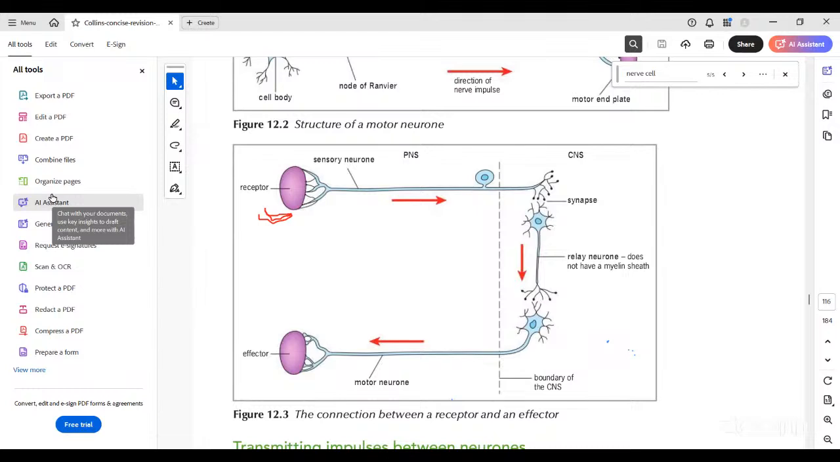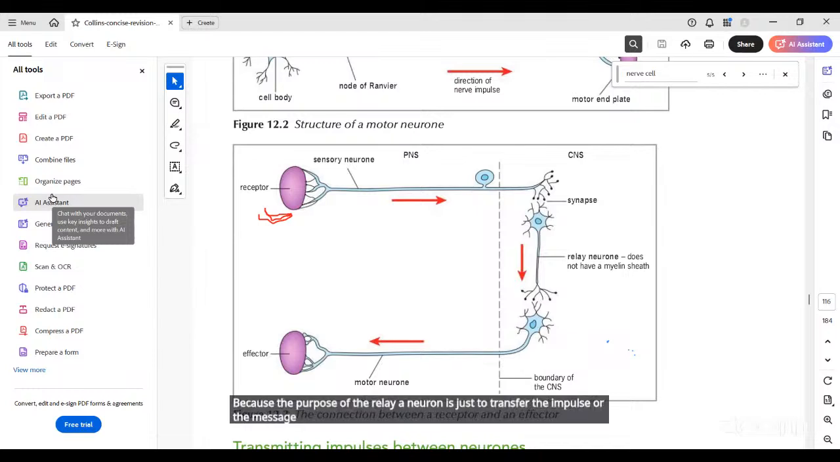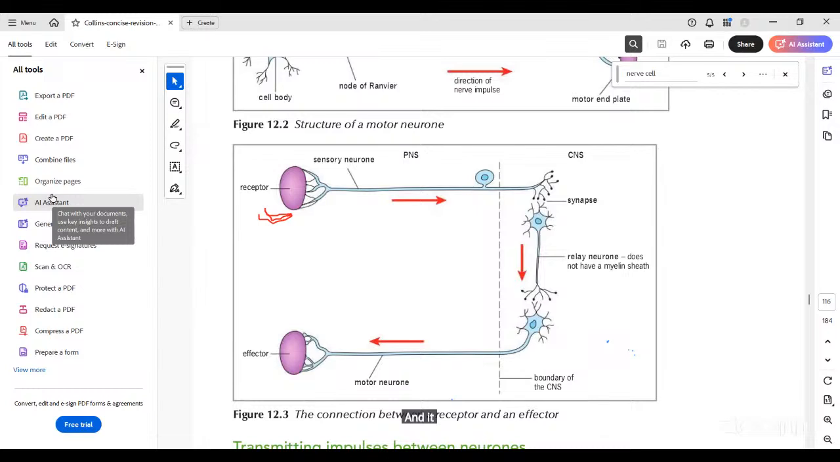Okay, so why does the relay neuron not have a myelin sheath? Why do you think so? Why do you think the relay neuron doesn't have a myelin sheath? Because the purpose of the relay neuron is just to transfer the impulse or the message from the sensory to the motor. So the impulse is not staying within the relay that long that it needs to be insulated. And it travels faster without the myelin sheath.